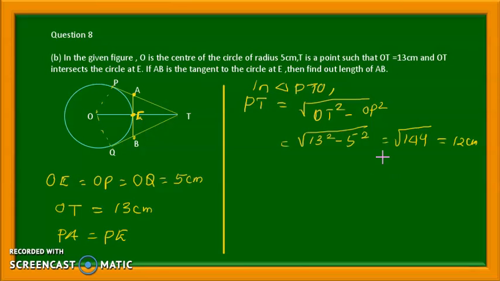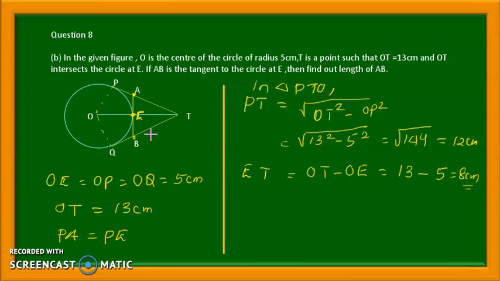That's what we got. Now look in this case. OE is given. We can find out ET here. ET, how will we get it? Look at the figure. OT minus OE, you will get ET. Let's write that. OT is given as 13, OE is the radius. So we are getting 8 centimeter. ET is equal to 8 centimeter.